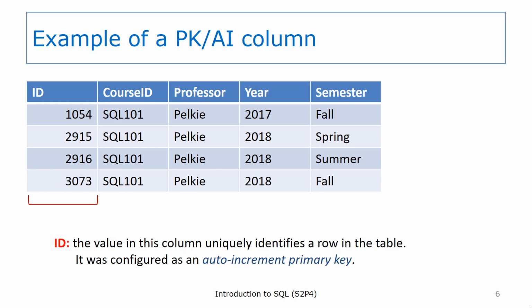You might be wondering why the ID numbers shown here are not in sequence. What happened here is that the rows were added to the database at different times. Some other course and professor was assigned ID 1055, and other courses were inserted after ID 2916 and before ID 3073. Again, the ID is meaningless data. Its only purpose is to let you uniquely identify a row.